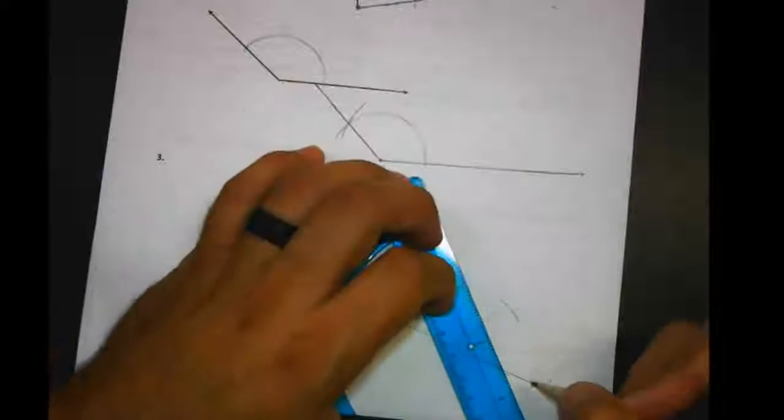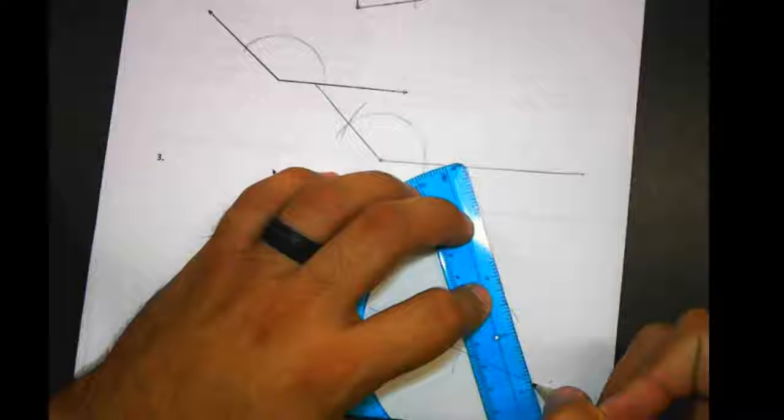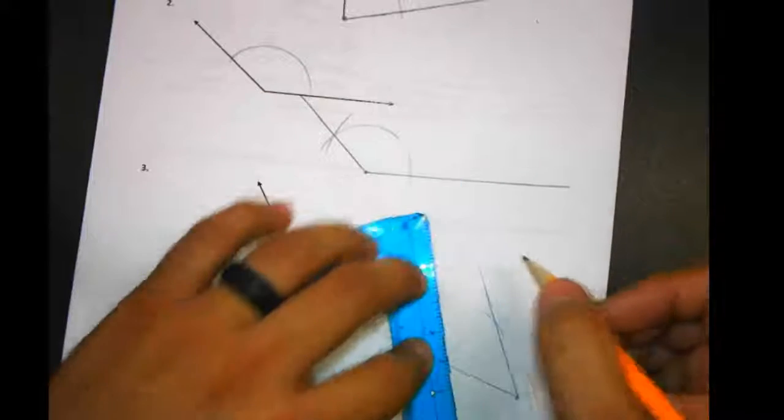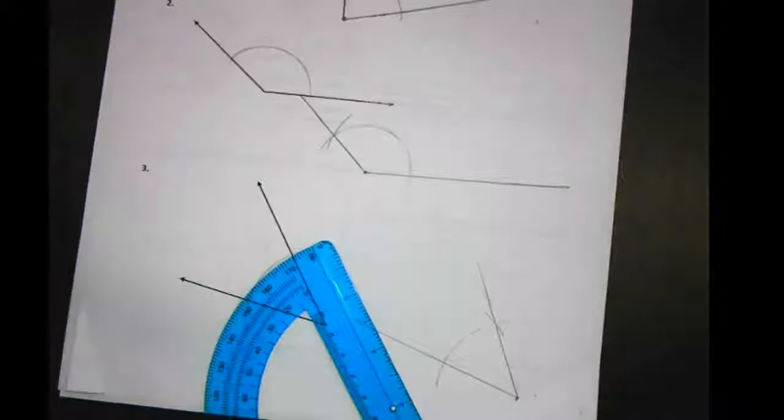If I don't, I'm going to think you just randomly drew an angle, which I see some people doing. I know that's easier to do, but it's obvious to me that you didn't do it right. So, do you see all the marks that I need?